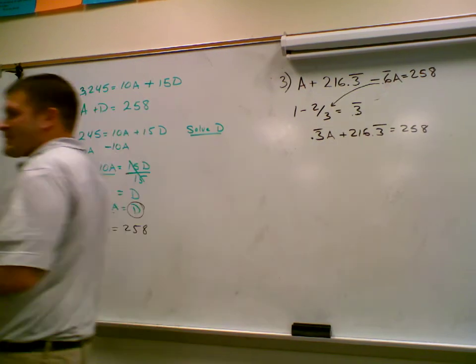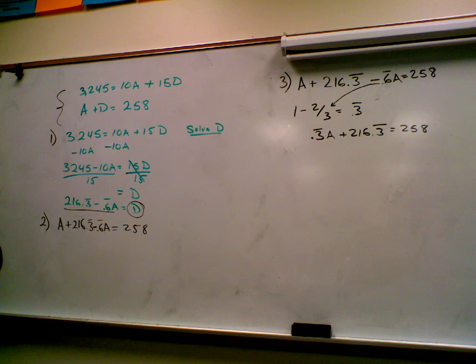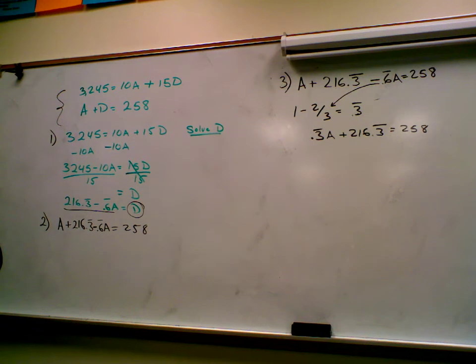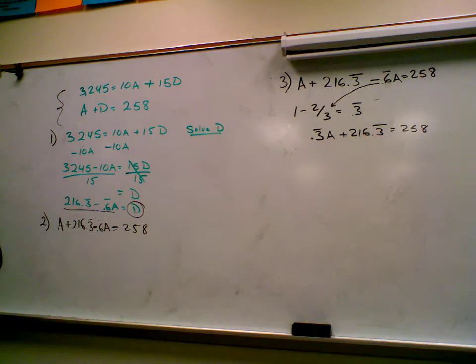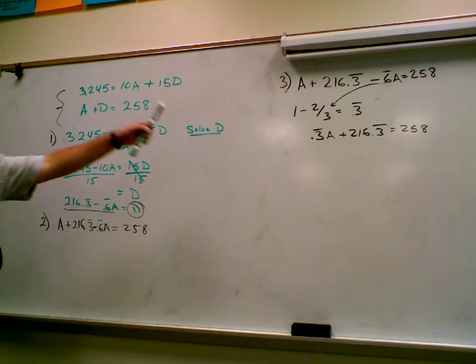Why don't you just have 1 minus 2 over 3 equals 0.3? Because it was to show you that the 0.6 is really 2/3. If you did that in your calculator, 1 minus 2 divided by 3, you get 0.3 repeating. That's why I showed it, that's what it really is.